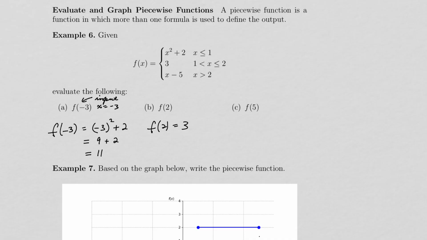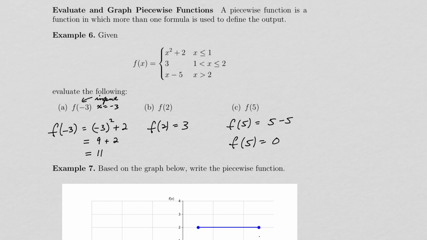And then what about f of 5? Well, 5 is greater than 2, so I'm going to use this third piece. If I plug in 5, remember it's x minus 5, so I plug in 5 for x, and I have 5 minus 5. I'm just going to get 0 for this piece. So f of 5 is equal to 0. So it depends on the piece. It depends on where the input lies. Like the domain basically is split up into different pieces is another way to think about it.